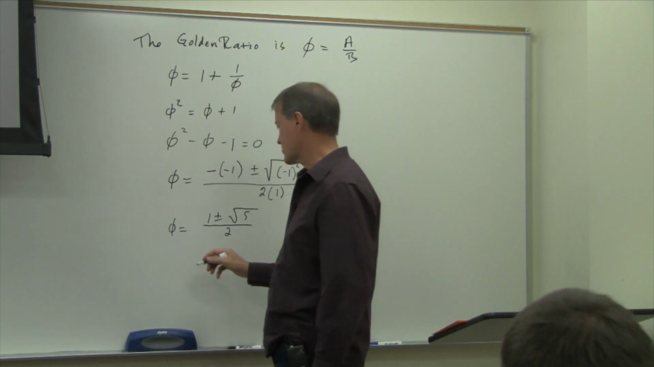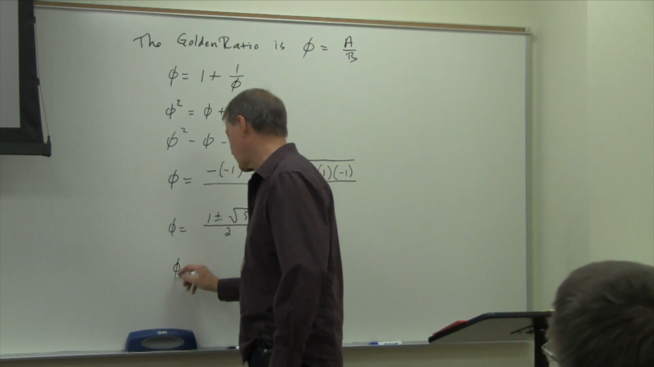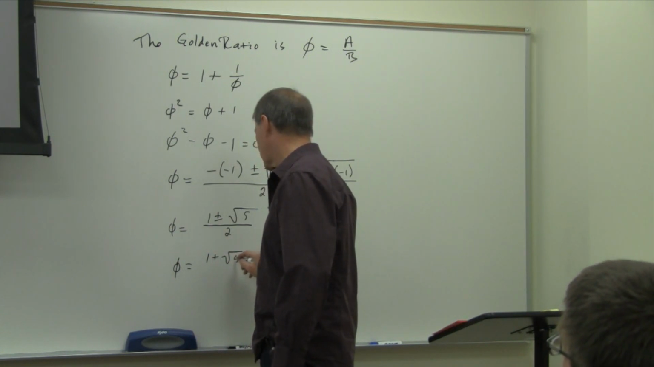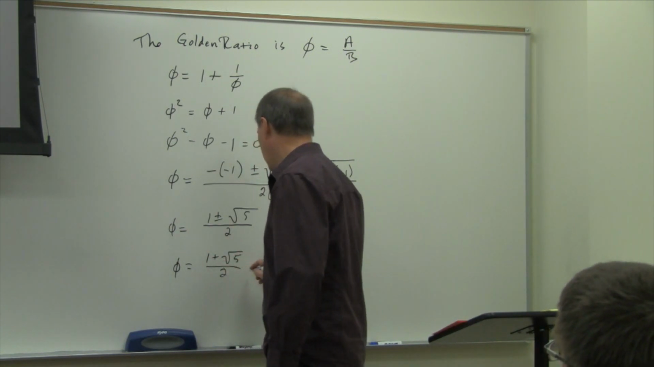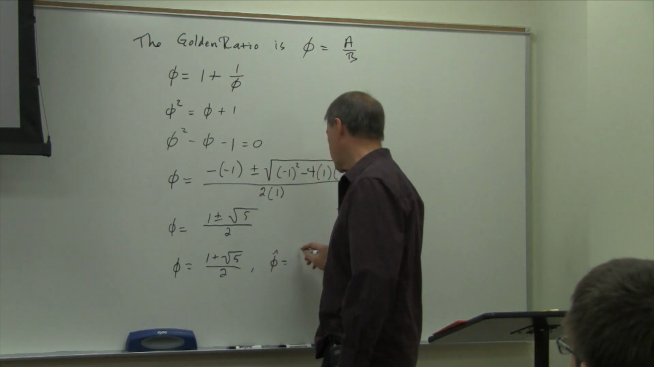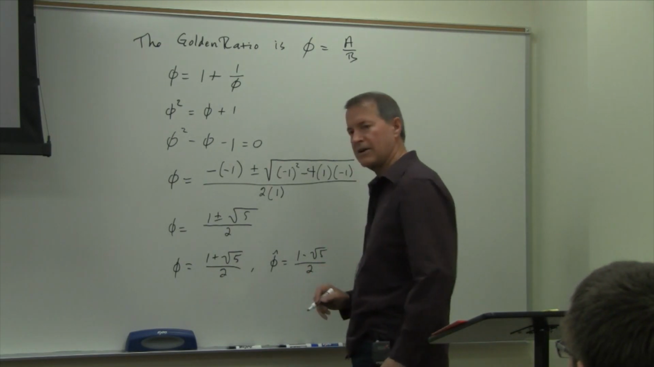So here's what we're going to do from now on. From now on, phi is going to be 1 plus the square root of 5 over 2. And then phi hat is the other solution, which is 1 minus the square root of 5 over 2. All right?